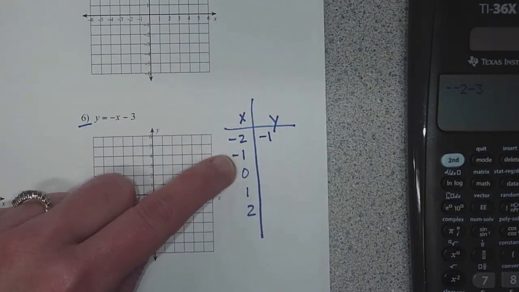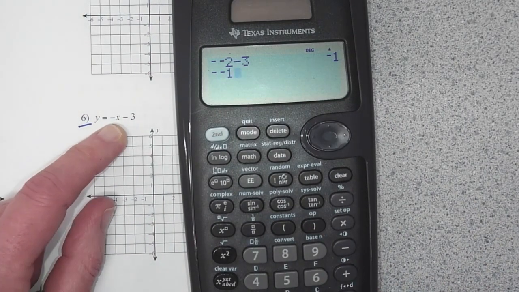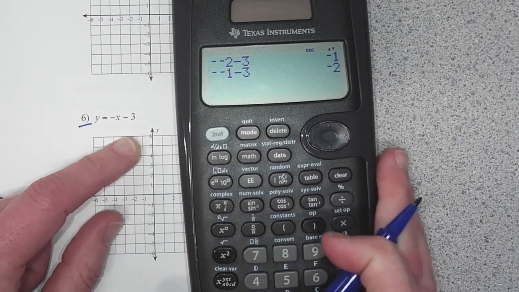Okay, next up is -1. So I'm going to do the same thing again. I'm going to go -1 minus 3. That gives me -2.